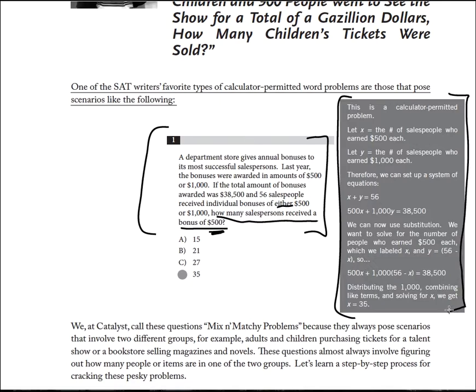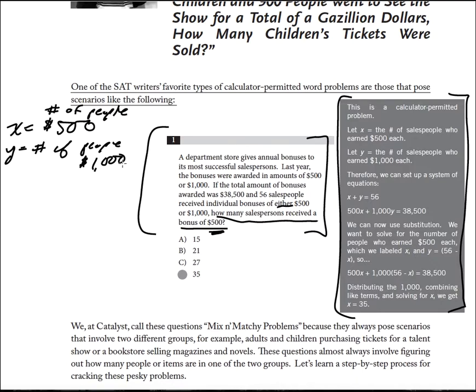So the first thing, and this is a calculator permitted question. We ultimately want to know the number of salespeople who got what? Who can tell me? Dave, you're right. Yeah, we want to know how many people each received a bonus of $500. We don't know that. So I'm going to call that X. X equals the number of people who earned a $500 bonus each. And do we know the number of people who earned $1,000? No, you're right, we don't. So I'm going to say Y equals the number of salespeople who earned $1,000.